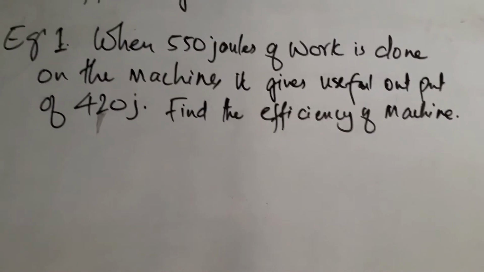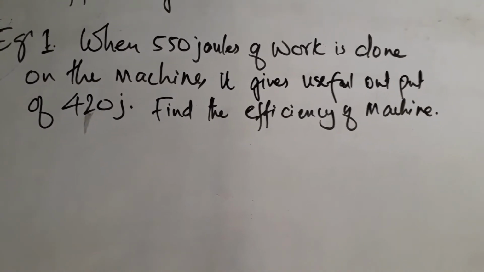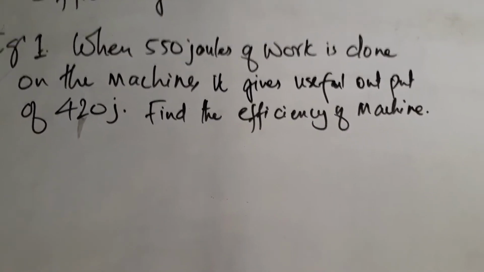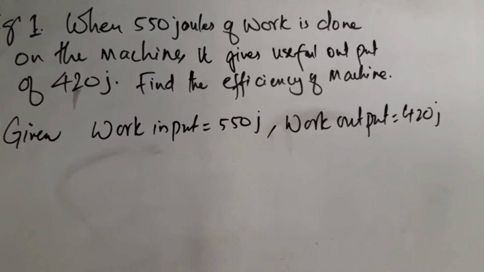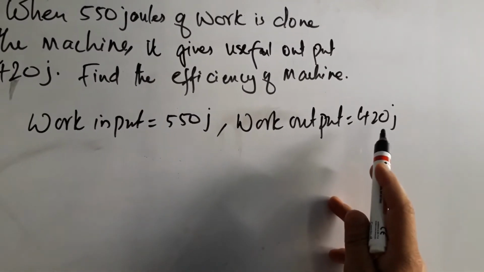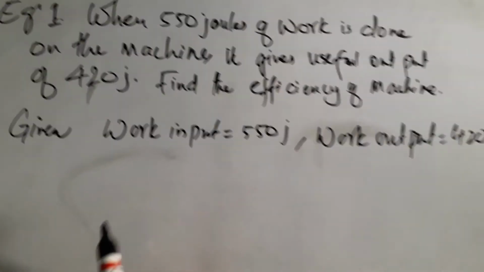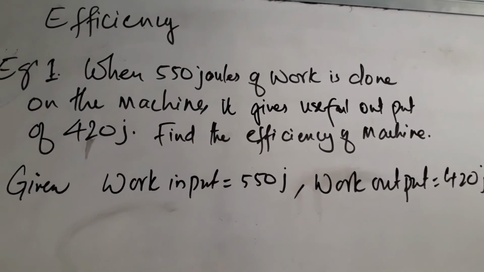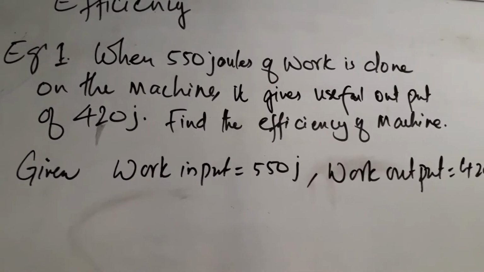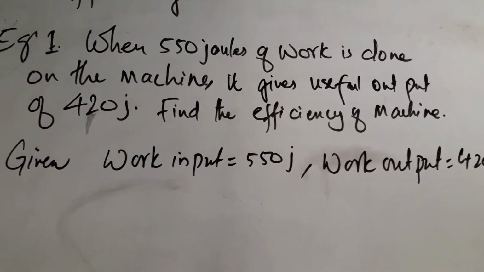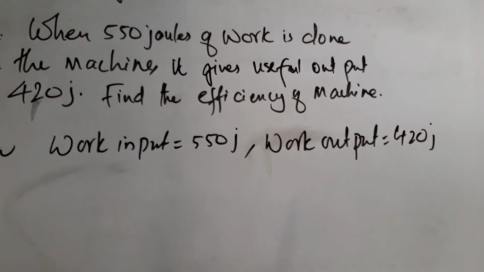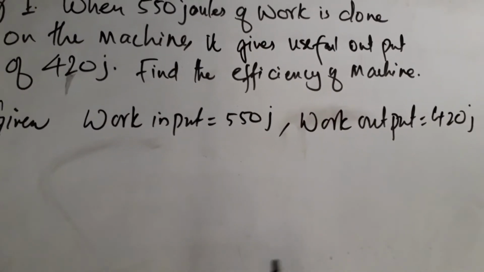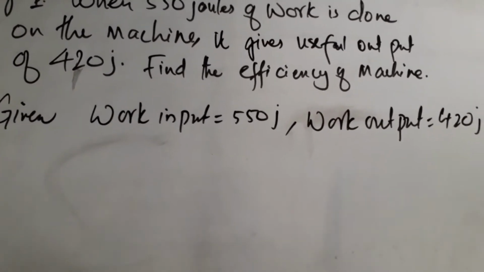For the first one, when 550 joule of work is done on the machine, it gives a useful output of 420 joule. In this case, work output is 420 joule and work input is 550 joule. Work done on the machine is called input and work done by the machine is called output. Sometimes it will also be written as work done by the machine, or useful work, or useful output.